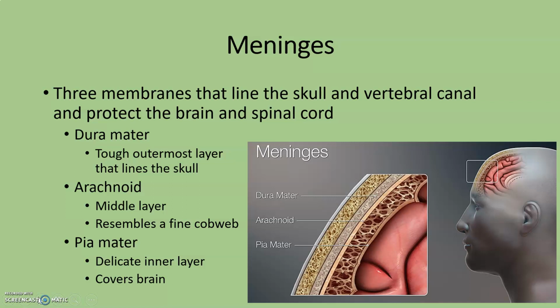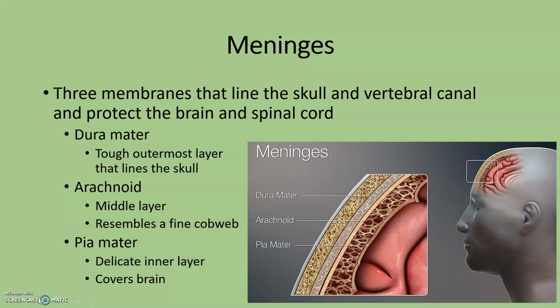Now, understand that the brain is provided with protection by the cranium, which is that bony structure that houses the brain. And the spinal cord is protected by the vertebral column. To help provide an additional layer of protection, you have membranes which are called the meninges. The meninges consist of 3 membranes that line the skull and the vertebral canal, and these again help to provide further protection to the brain and the spinal cord.